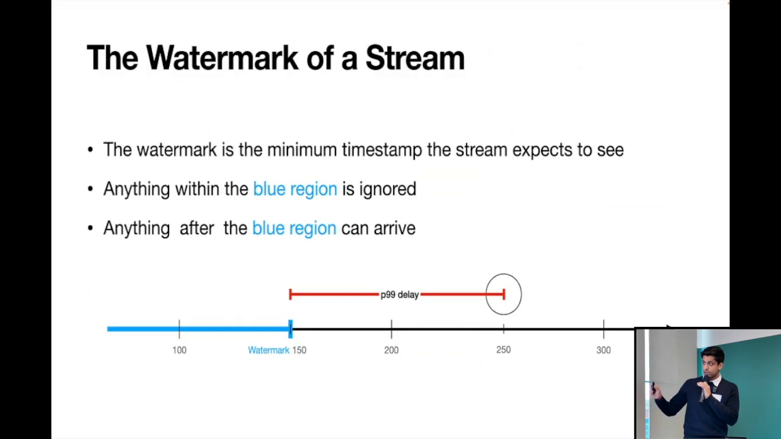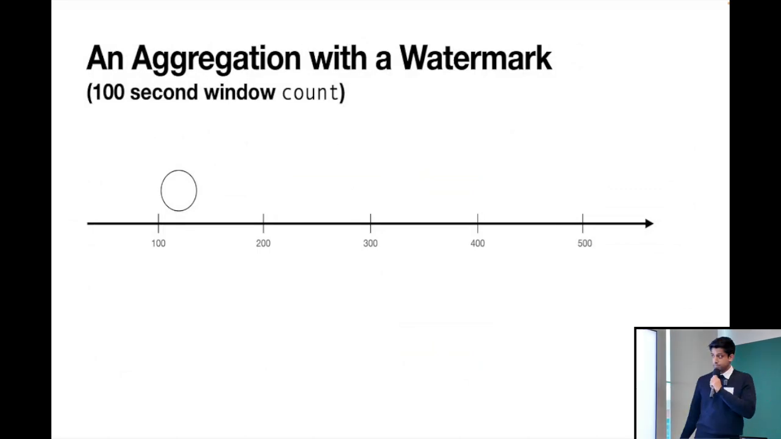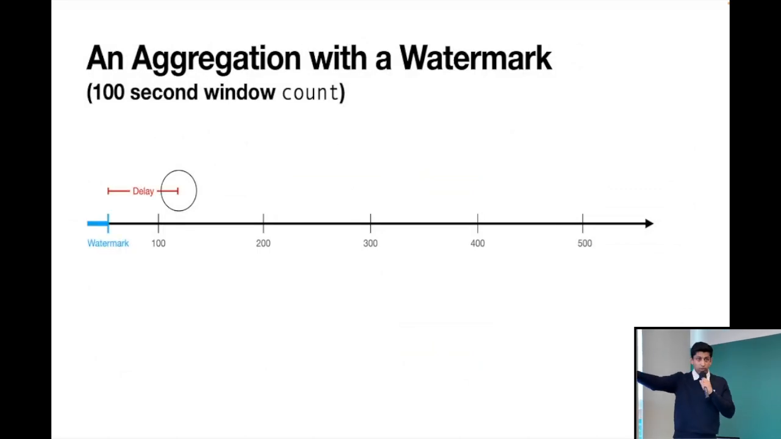Okay, so let's put this into practice. We're going to do a very similar aggregation as last time, but now we're going to use a watermark. So we subtract off the delay and we get the watermark. We do this again. It advances.